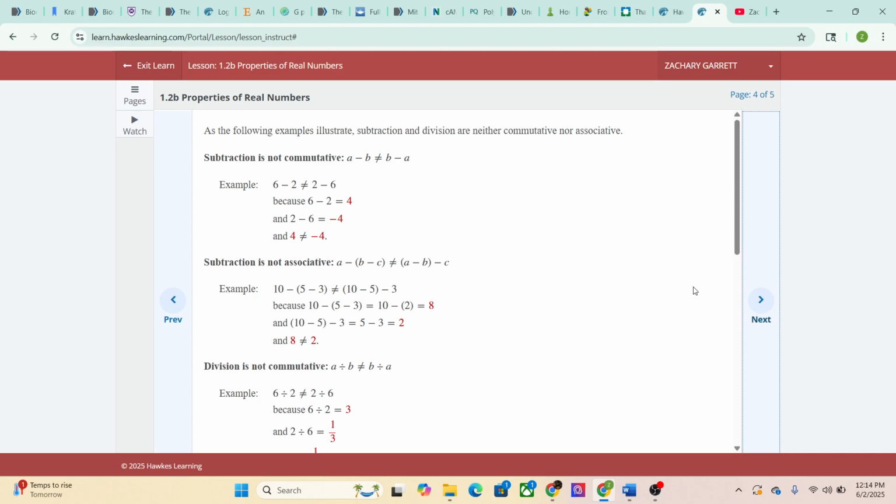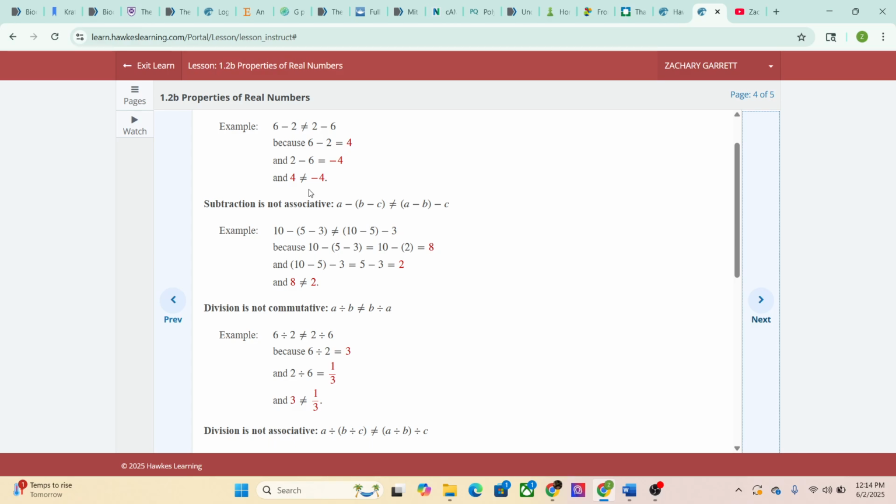Subtraction is not commutative, so a minus b is not equal to b minus a. So 6 minus 2 is not equal to 2 minus 6 because 6 minus 2 equals 4 and 2 minus 6 equals negative 4. We all know that 4 is not equal to negative 4.